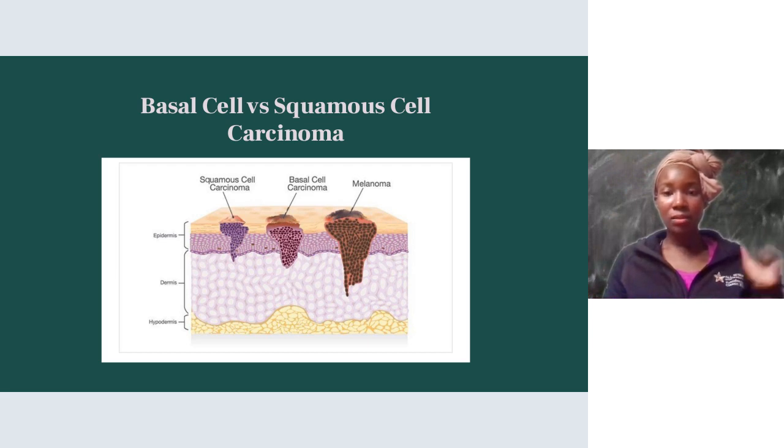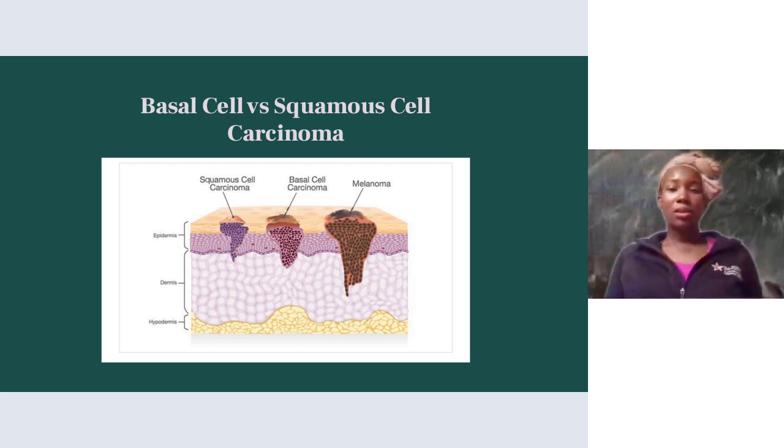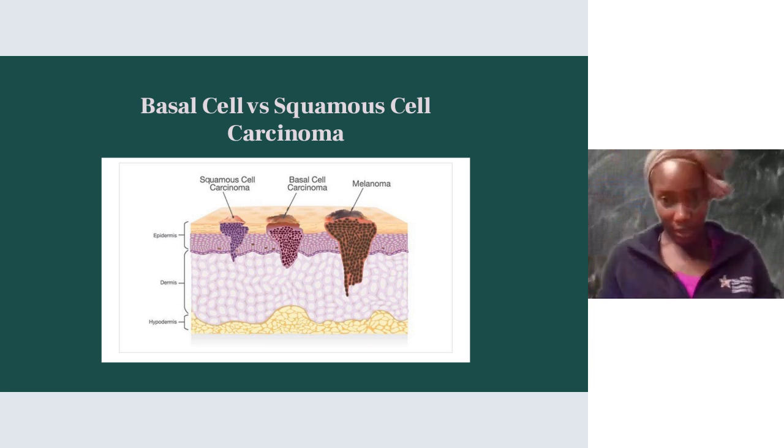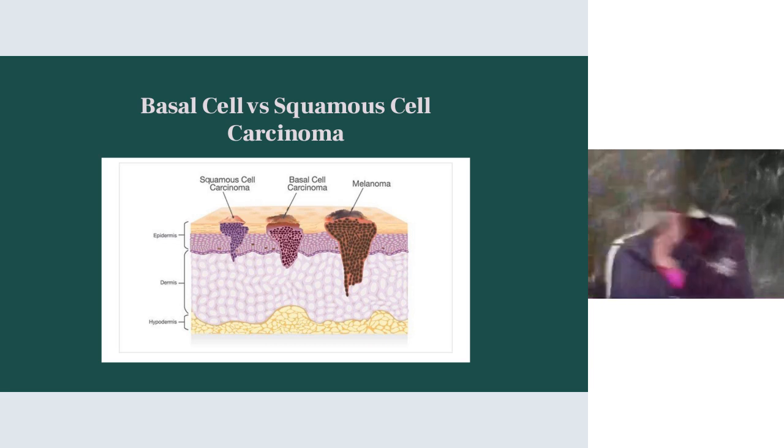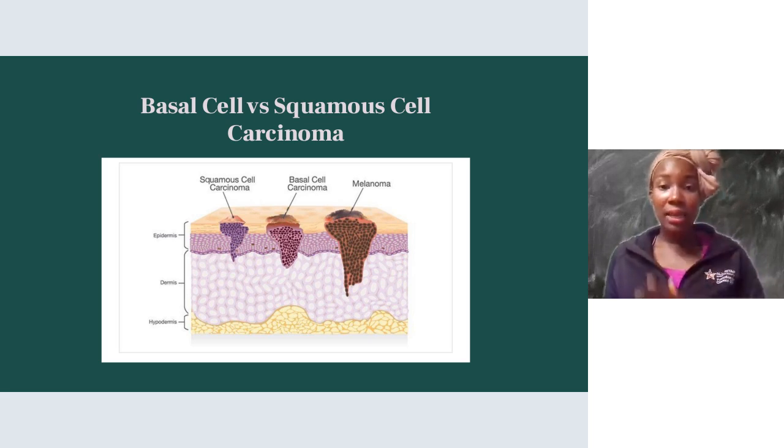So you've got basal. You don't have to write the whole thing out. You can write S, M, or B. Basal cell, squamous cell, or melanoma. Which one is the cancerous one? Melanoma. So melanoma is the dangerous one. Not to say that any of the other two cannot progress to it, but melanoma in and of itself is cancerous.